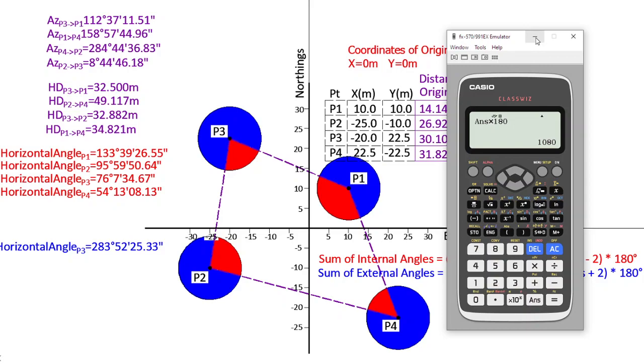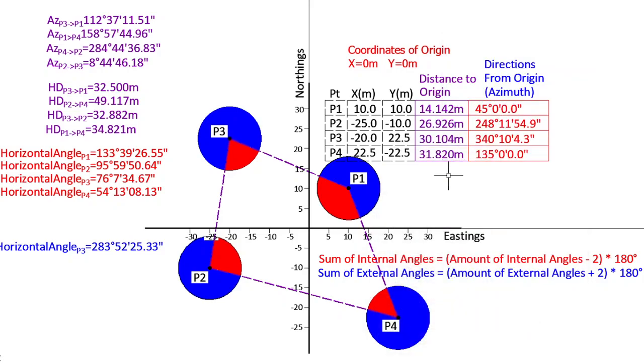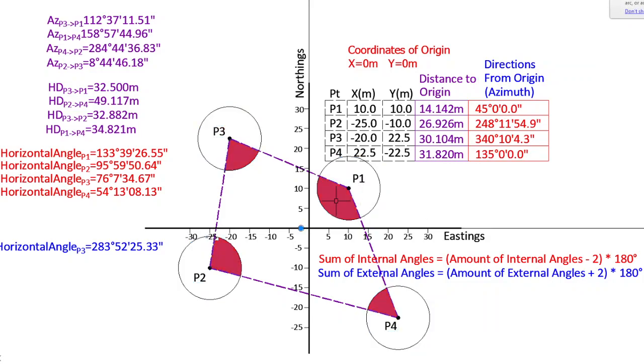Now, there is another angle that is very important, mostly for road surveys, okay? And it's called the deflection angle. So what is a deflection angle? So imagine, I'm just going to delete these circles here.